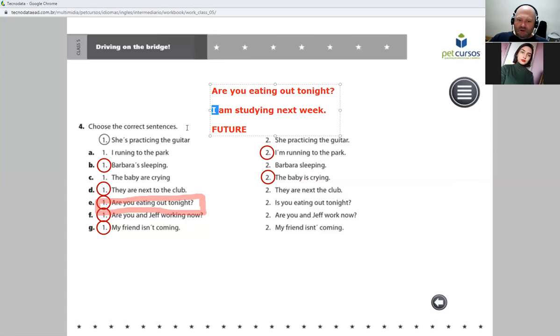For questions as well. Are you working next Friday? Né? Digamos. Então, o que eu falei aqui? Natalie, can you read this for us? Are you working next Friday? Isso. Você vai trabalhar na próxima sexta? Exatamente, ok? Você vai trabalhar na próxima sexta?